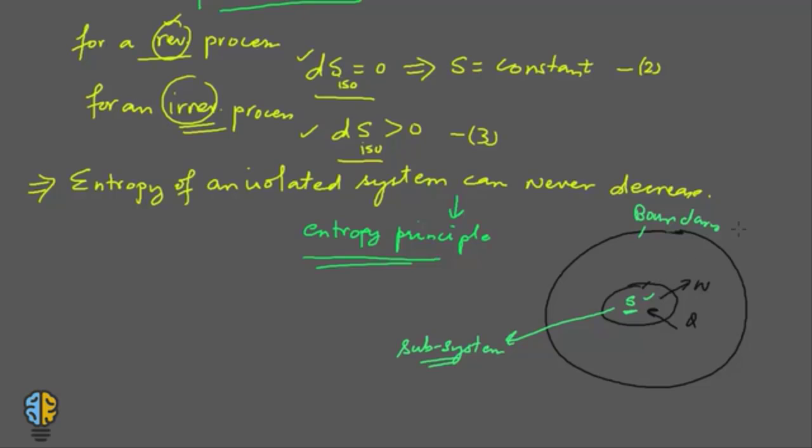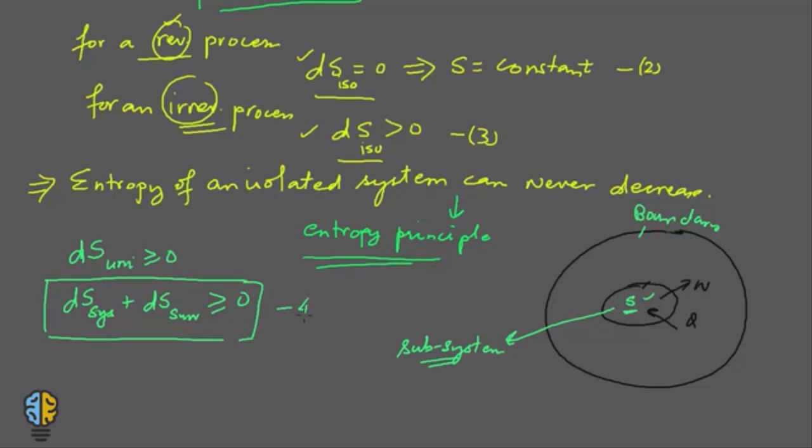We know this. Okay, so I can say that the entropy change of the universe will always be greater than or equal to 0. Now we know that the universe means the entropy change of a system plus the entropy change in the surroundings. So these two things added up give you this equation. So let us say this is equation number 4.